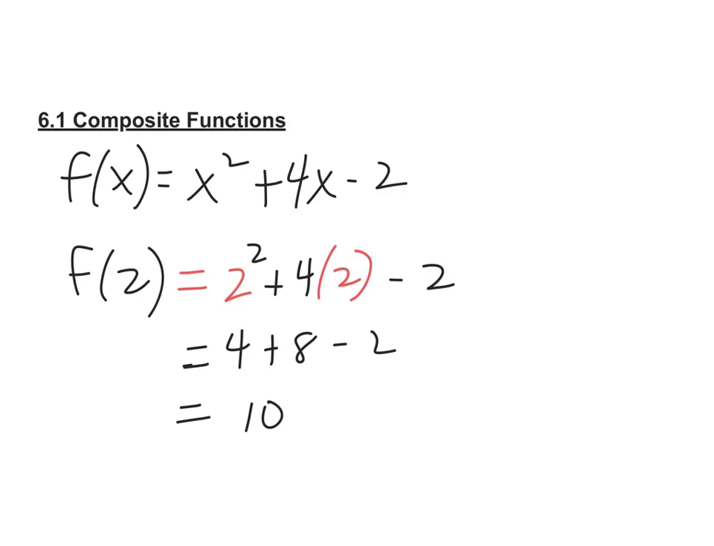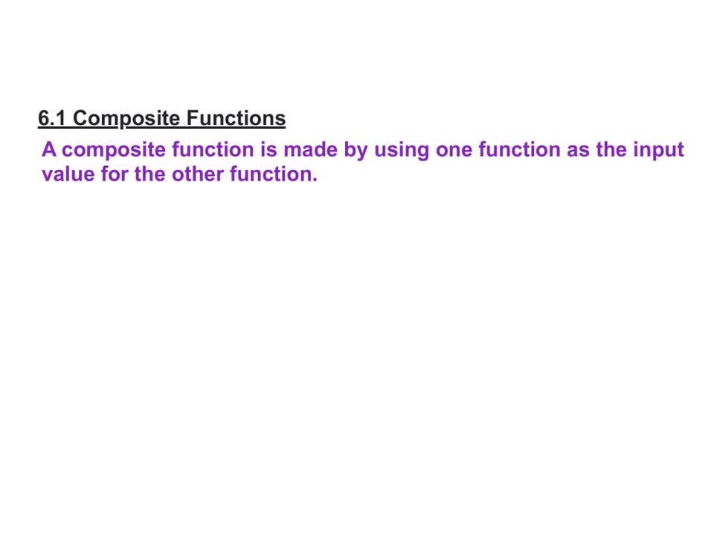What's going to happen with composite functions is instead of having just a constant that we're going to substitute in, we're going to substitute an entire other function in. So we've got some notation and some definitions. A composite function is made by using one function as the input value for the other function. In the example that I just gave you, 2 was the input value, and we inputted that into the function f. For composite functions, we're going to take a separate function and it will become the input value.